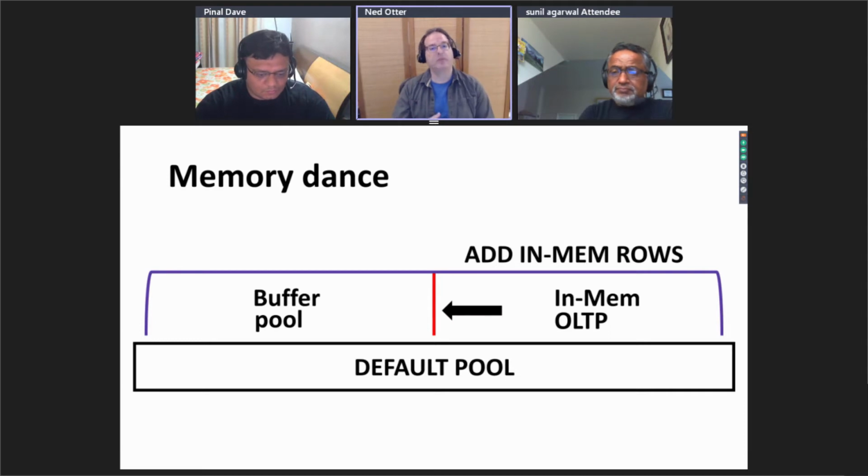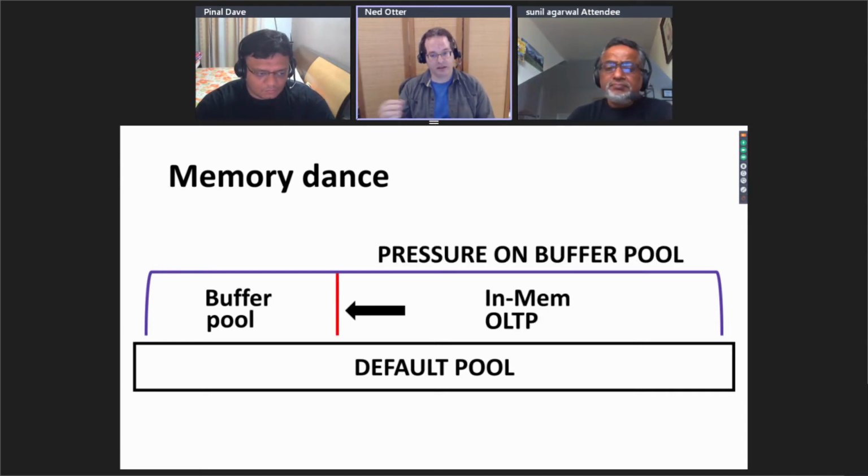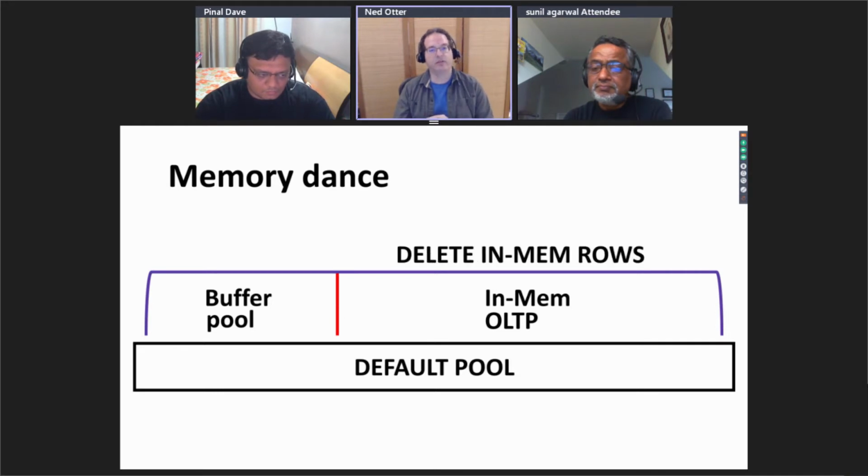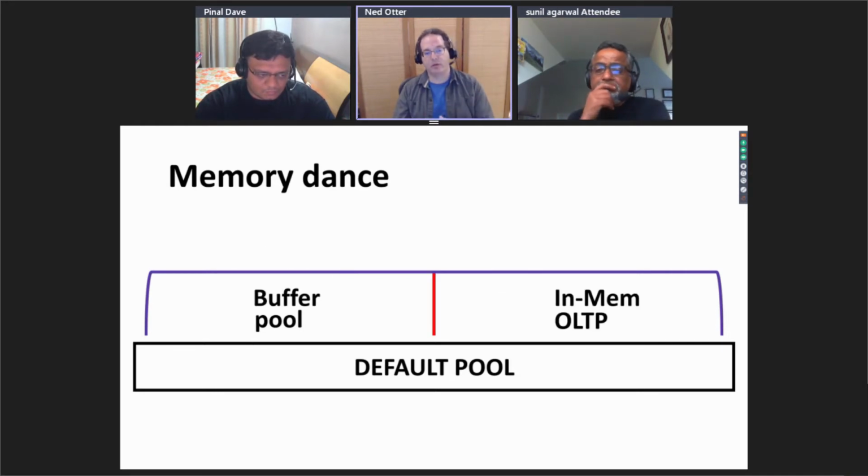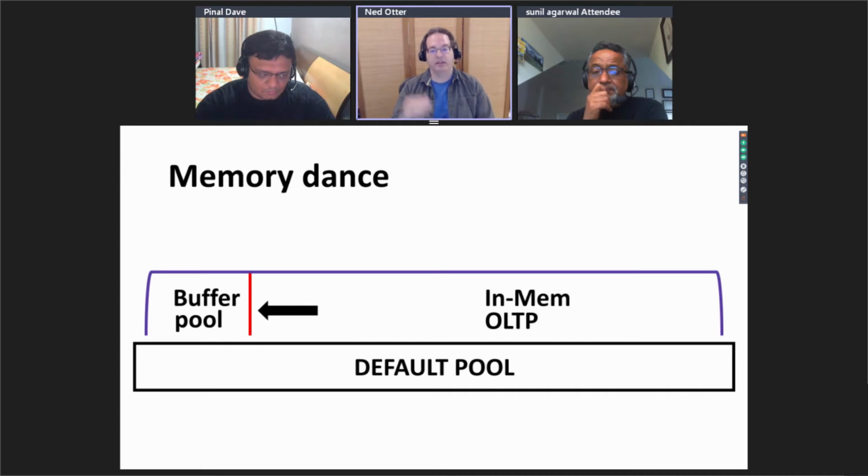If you add rows to in-memory tables, that footprint will want to grow, and it will put pressure on the buffer pool, and the buffer pool will respond by shrinking. And if you then deleted rows in memory and the buffer pool wanted to grow, it would dance back over. So this is what I call the memory dance. Now, this works great until the in-memory footprint grows and will not shrink. Let's say you're not deleting any rows, and the buffer pool wants to move back to where it was, and it can't. This can affect your disk-based workloads.